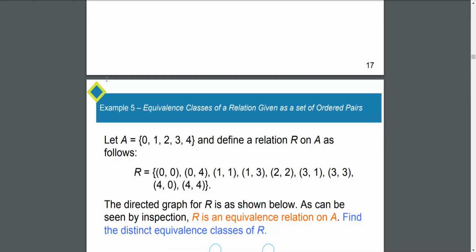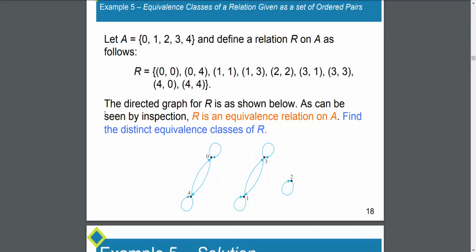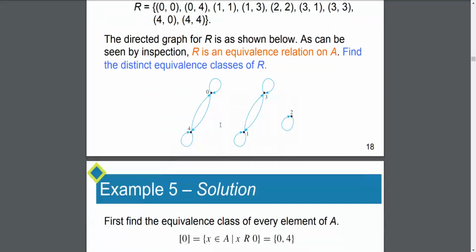Connected graph for R shown below. So relation R on A. So this is a relation on A. This is the set A, and these are the relations. Equivalence relation on A. Find the distinct equivalence classes of R.